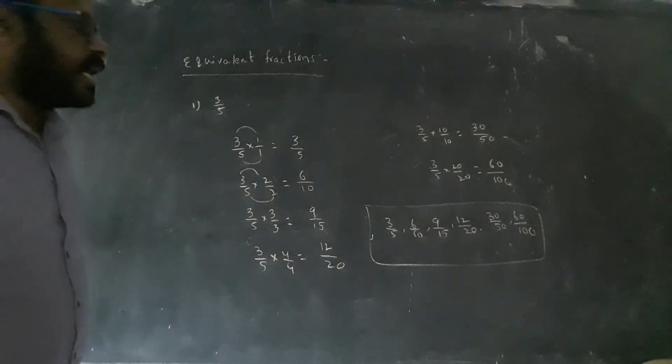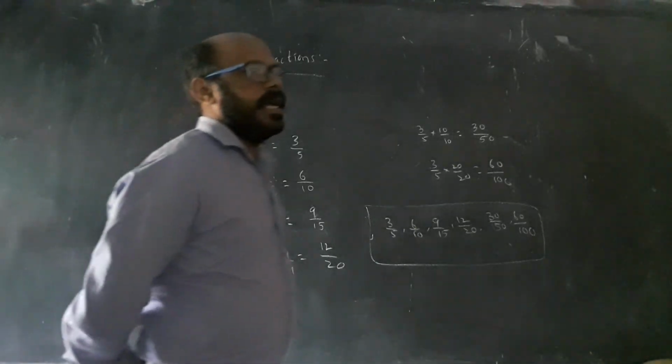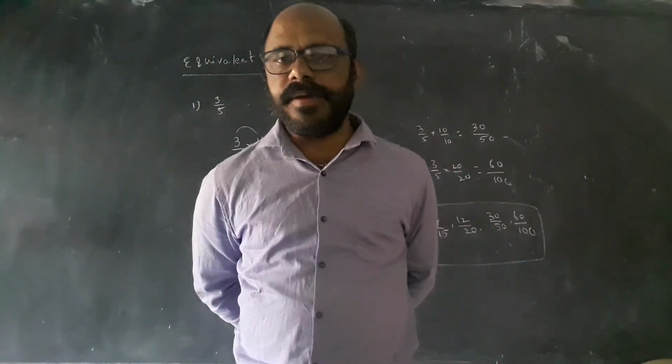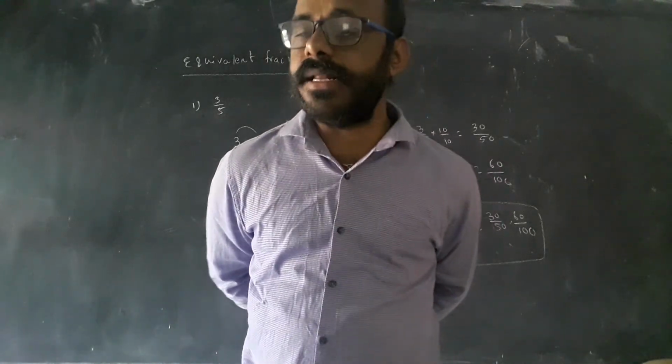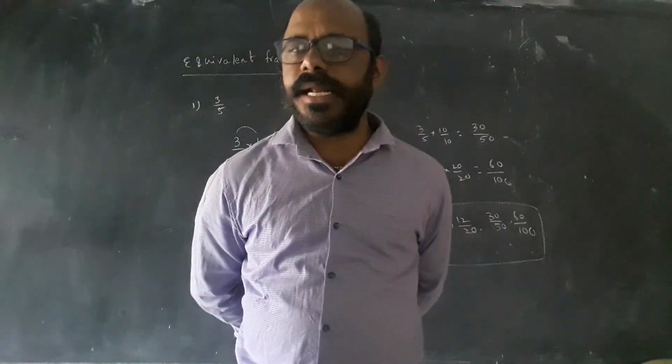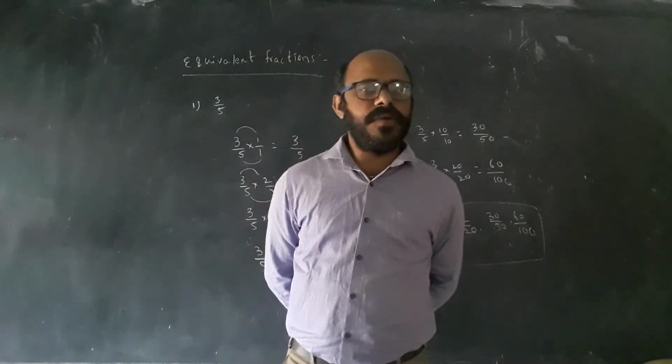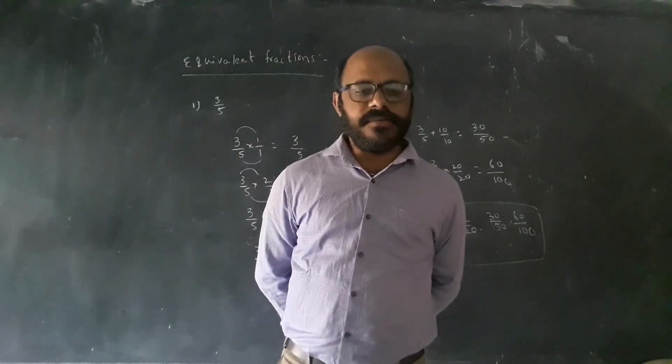If another fraction is asked, say 5 by 8, and it asks to write 5 equivalent fractions of 5 by 8, we multiply the numerator and denominator by the same digit, and you will get the equivalent fractions.